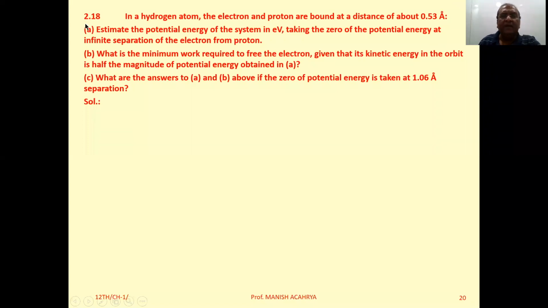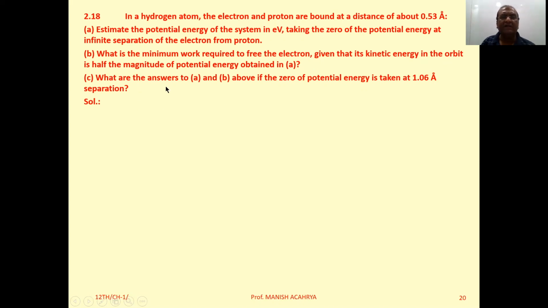Next one, example 2.18. In a hydrogen atom, the electron and proton are bound at a distance of about 0.53 angstrom. Question A. Estimate the potential energy of the system in electron volt, taking the zero of potential energy at infinite separation of the electron from proton. B. What is the minimum work required to free the electron, given that its kinetic energy in the orbit is half the magnitude of potential energy in A?